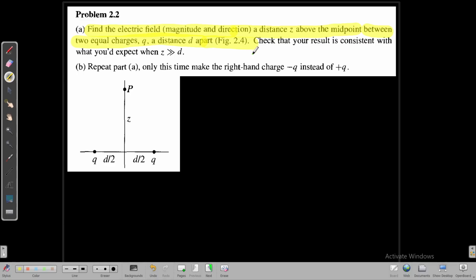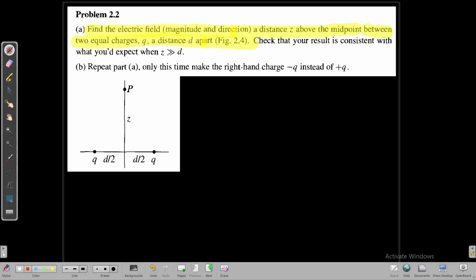So let us solve this problem, and we will do this problem again, only this time in part B, we have to take the right hand charge as minus q instead of plus q. So let us solve problem 2.2 part A. Let me take a pen.